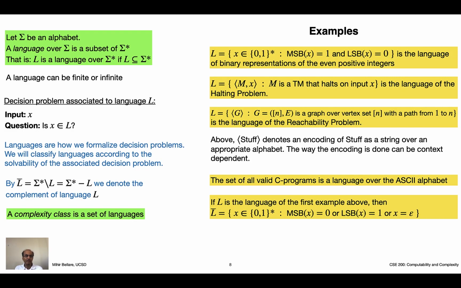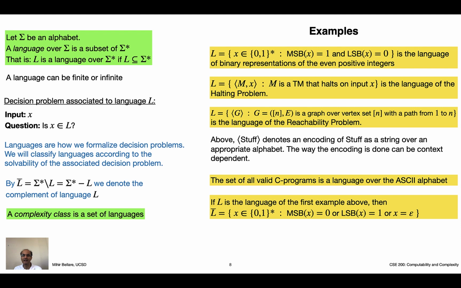Now, we will formulate problems or decision problems as subsets of strings. They will be formally the set of positive integer instances of the problem, and we call them languages. Formally, a language is just a subset of sigma star. It's a subset of the set of all strings.